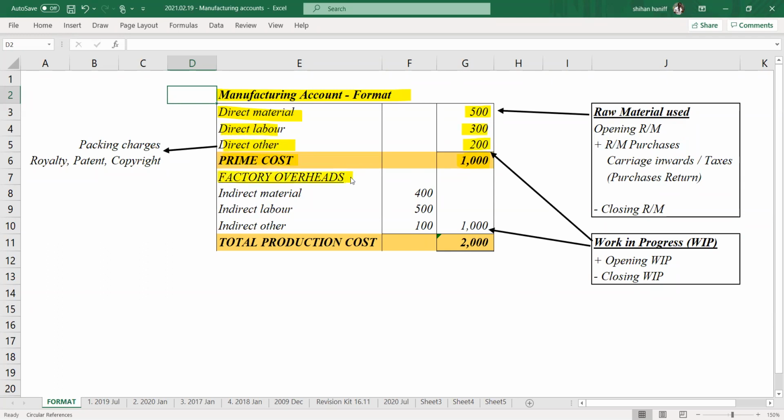Then we add factory overheads. So what comes under factory overheads? Indirect material, indirect labor, indirect other. So if you add this, you will get the total production cost. Total production cost.